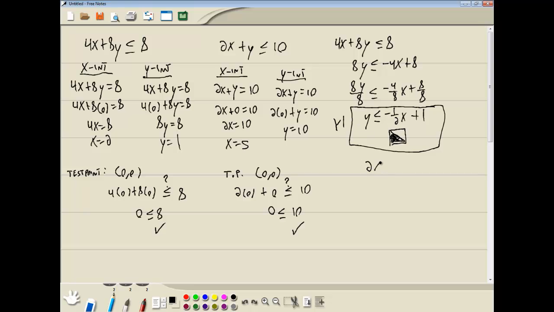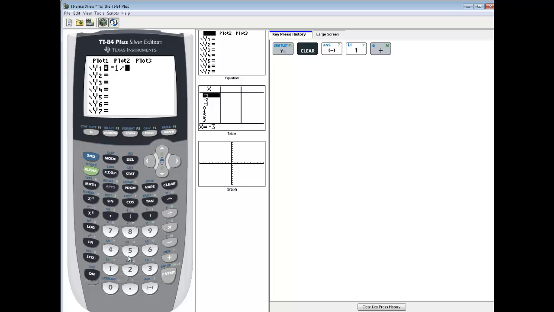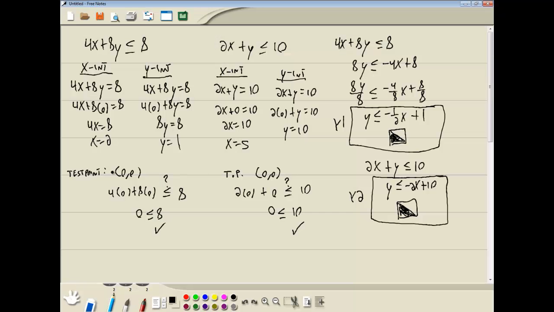Now our second one, we want to get y by itself also. So take 2x over. We got y is less than or equal to negative 2x plus 10. And it's a less than or equal to, so again we want a lower left-hand triangle. And this is going to be our second inequality we're going to work with. And we'll put that on y2. Okay. So go to y equals, clear. I do negative 1 divided by 2, x plus 1.